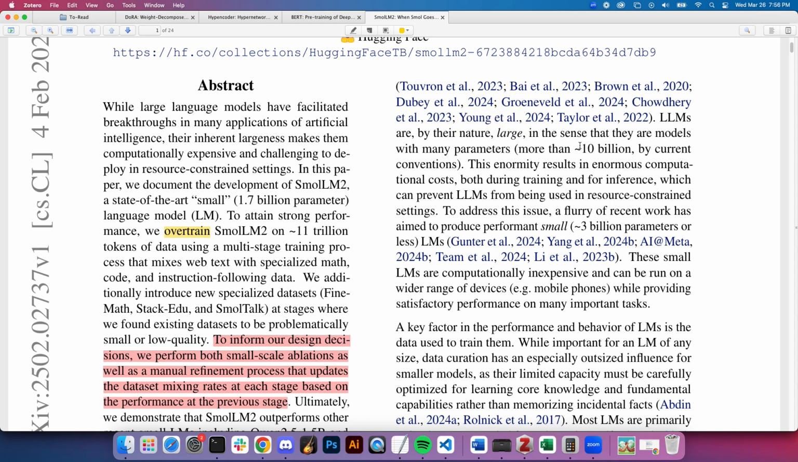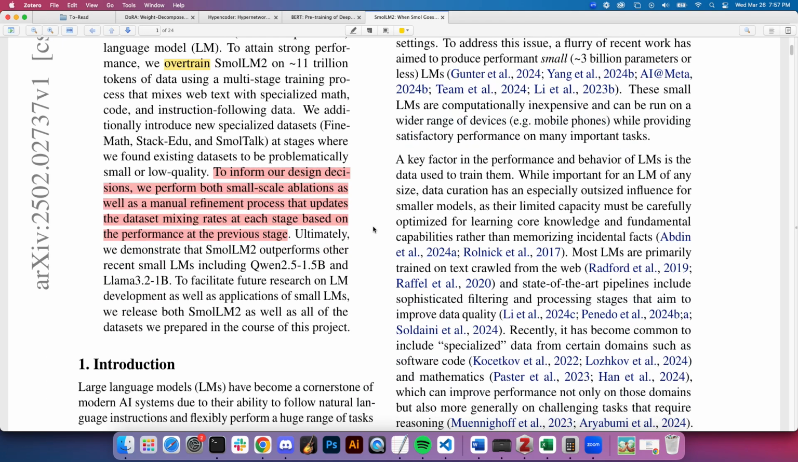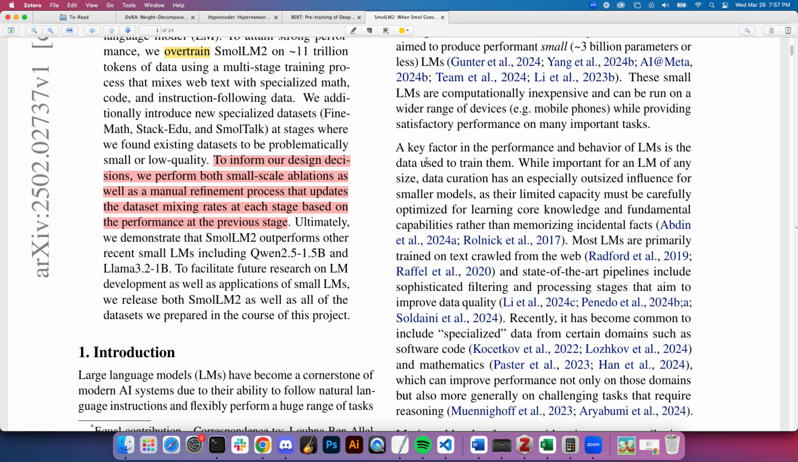They talk about how they're large, more than 10 billion, and a flurry of recent work to produce performant small language models, computationally inexpensive, and can be run on a wide range of devices, with satisfactory performance on many important tasks. The data is a key factor. Data curation has an especially outsized influence for smaller models, as their limited capacity must be carefully optimized for learning core knowledge and fundamental capabilities rather than memorizing incidental facts.